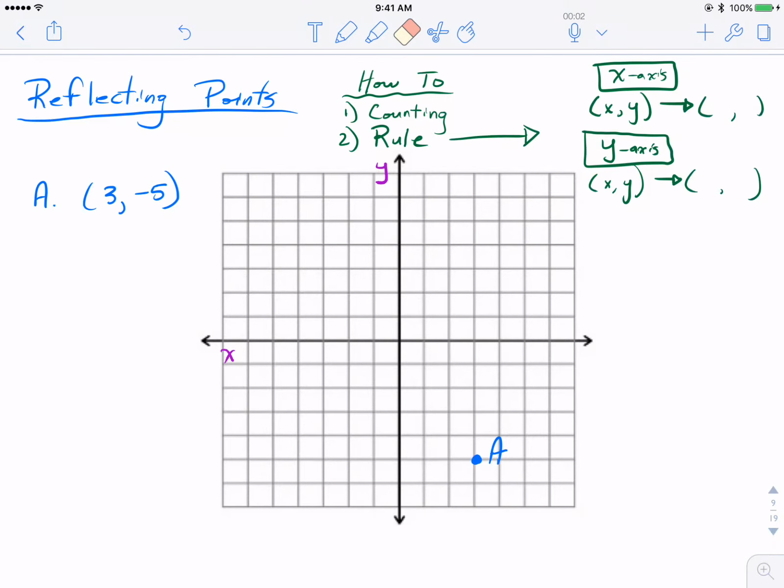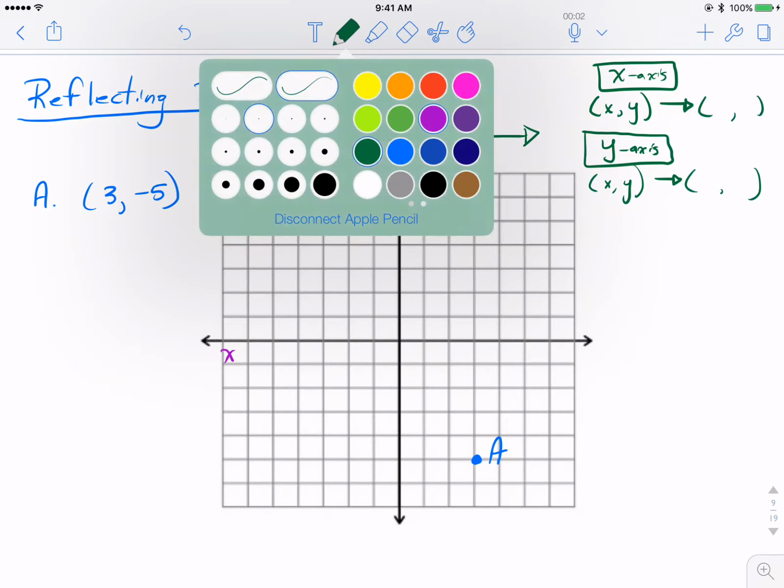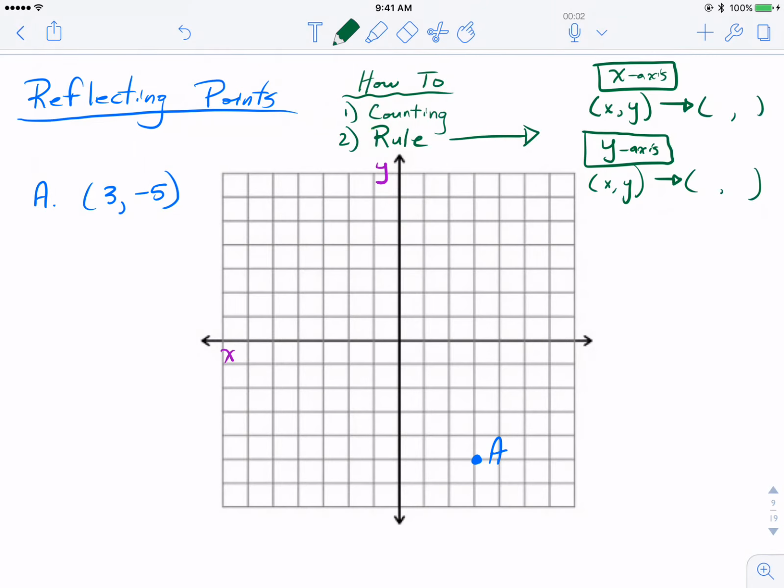Okay, so that's the counting method, we should say. Counting principle is something else in math, that's for another discussion. The other method to reflect points would be using a rule, not really a formula, but kind of a given pattern. I guess it kind of is a formula on how to do this, and it's very simple to remember. When you're reflecting over the x-axis, all you're doing is simply negating the y-coordinate. Okay, and think about why that makes sense.